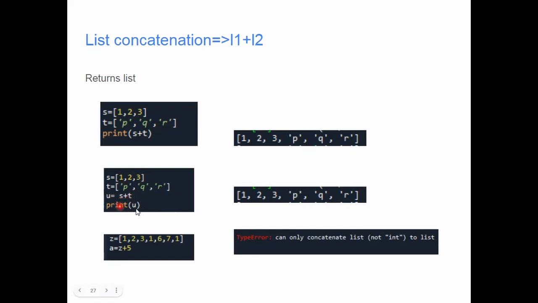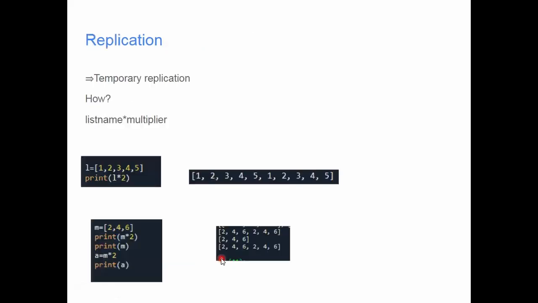So if you are going to print list u, what am I going to get? We will get all the elements of s and then all the characters of t. Now here only concatenation is allowed with list and list. So list 1 plus list 2 is allowed. List 1 with some other data type is not allowed. Suppose here we are adding list z with the integer number 5. So this is not allowed. It will generate an error message.